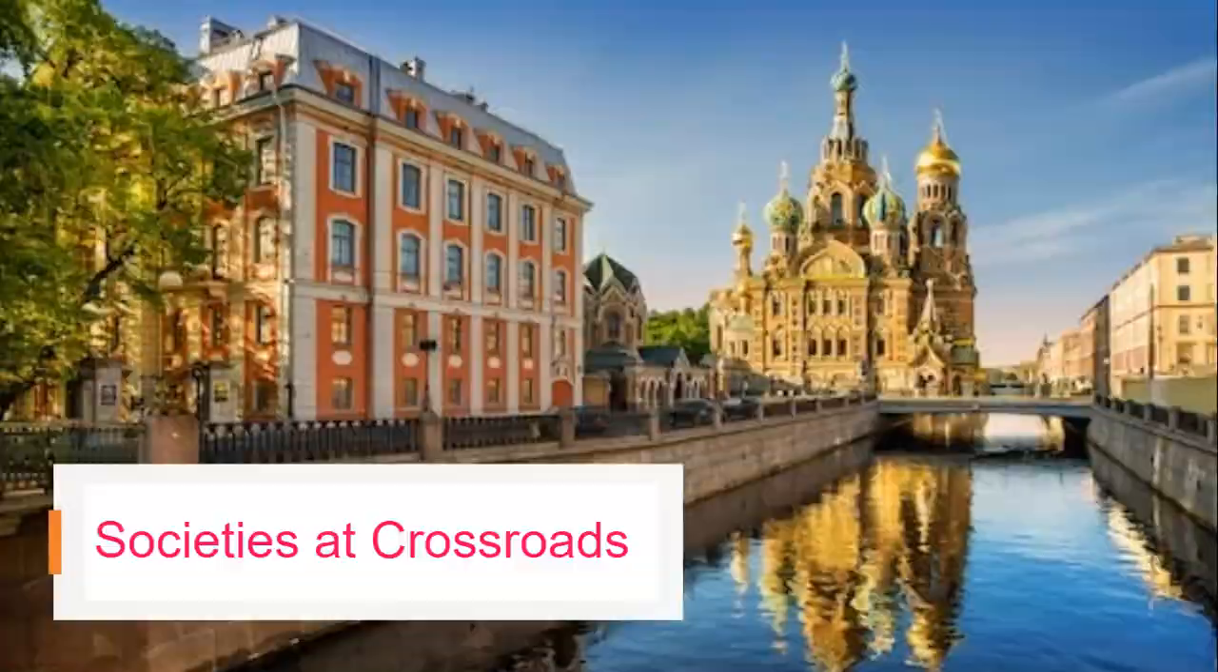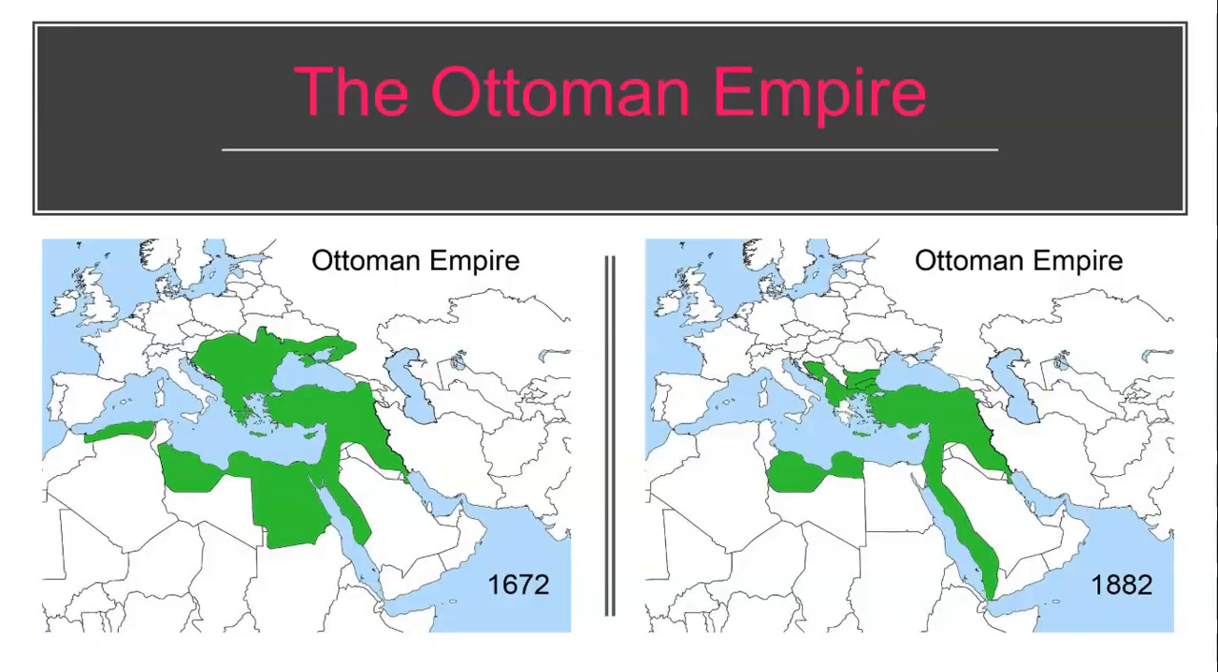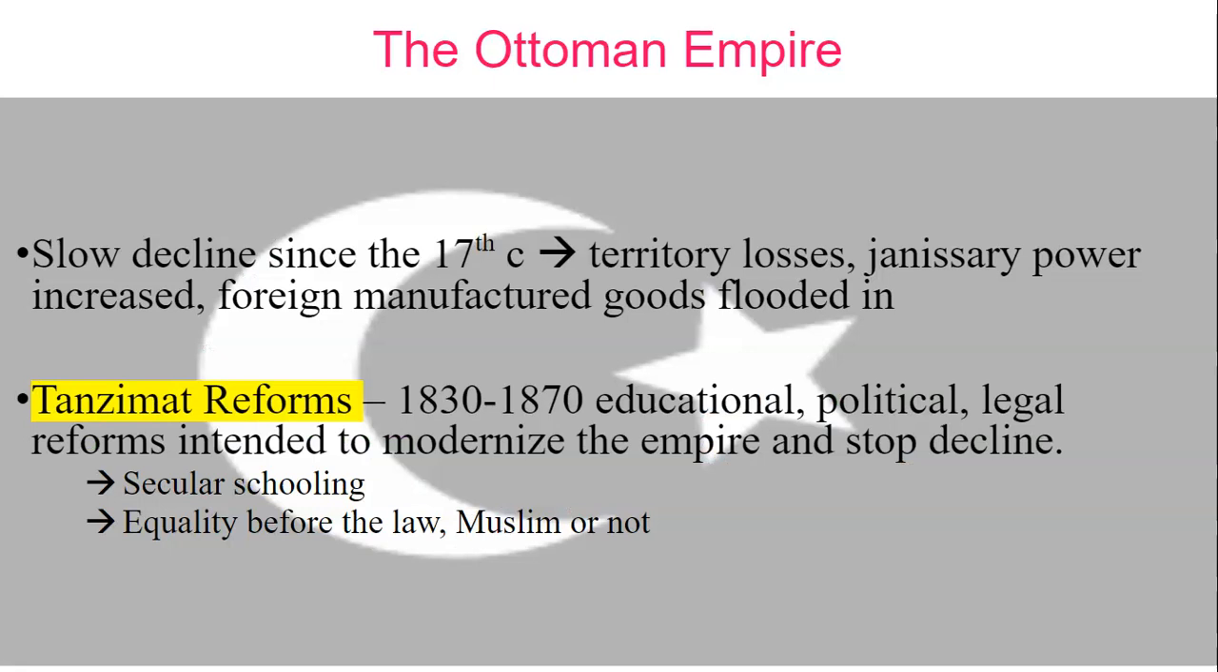All right, societies at a crossroads. Let's talk about this briefly. The Ottoman Empire, we know in 1672, look how much land it has, and by 1882, it is starting to shrink. We know that it's going to go down by the 1920s. There's a slow decline since the 17th century. We talked about the Tanzimat reforms. This is in your notes for Unit 5 because we went a little bit ahead, just because it all kind of molds together. We know that they had secular schooling. They were taking European schooling ideas and reforms, and they did change their law code to get rid of the Sharia law and institute French legal code, except in, I believe it was divorce and marriage.